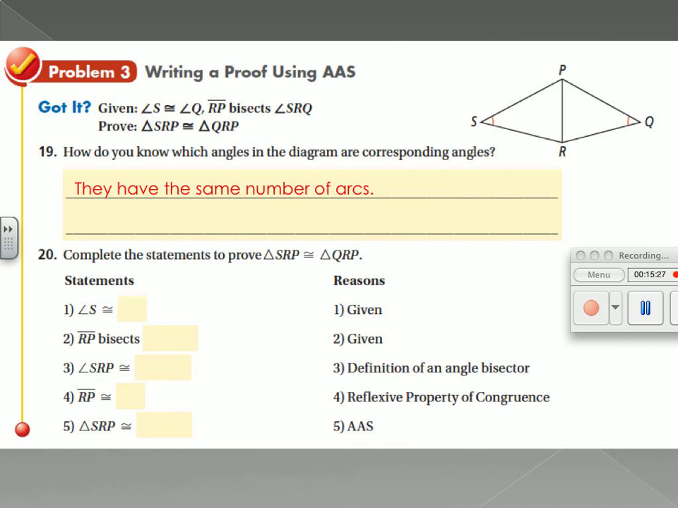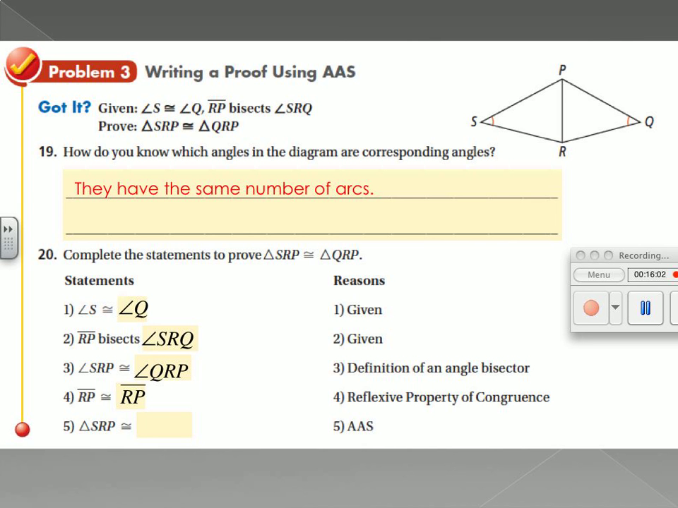It is the angles that have the same number of arcs. So S corresponds to Q, and then we can figure out the rest correspondingly. So here we go. Angle S is congruent to angle Q, that's given to us. RP bisects angle SRQ, that's given to us. So we know that angle SRP is congruent to angle QRP. That's the definition of an angle bisector.